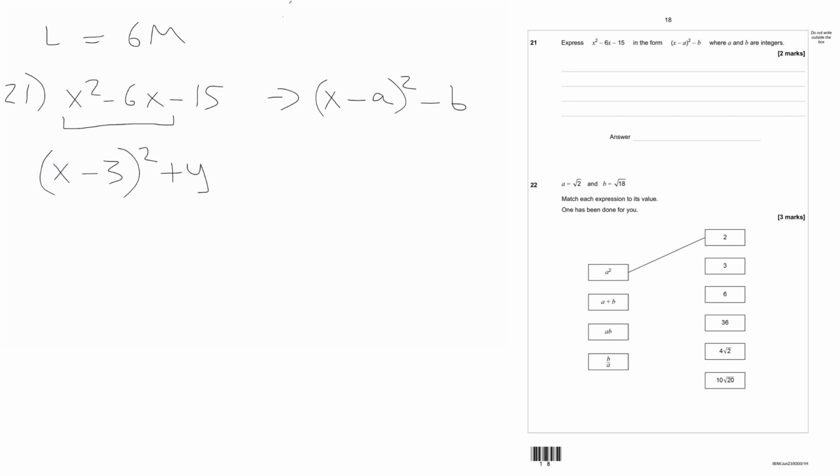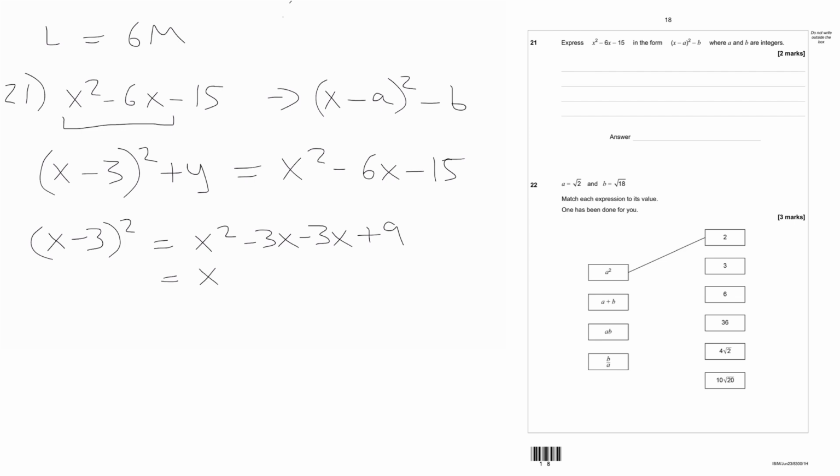So what we're saying is x minus 3 squared plus y is equivalent to x squared minus 6x minus 15. Well, what is x minus 3 squared? And you'll see the reason we do it like this. x minus 3 squared is x squared minus 3x minus 3x plus 9, which, when we simplify, is x squared minus 6x plus 9. The reason we take half of the value before the x is that we need the first two parts, the x squared and the x, to be the same. And you can see they are the same. We have x squared minus 6x, and then it differs just on the integer value at the end.